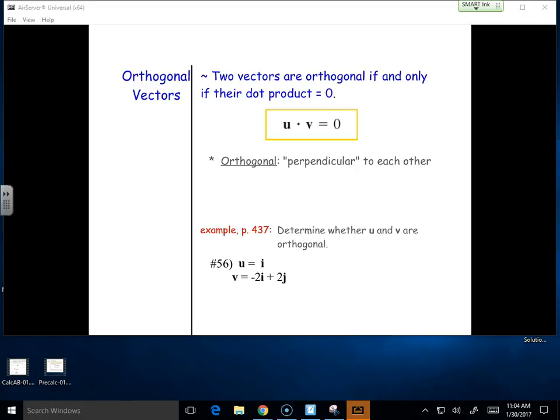Now, I introduced you guys to the idea, was it last week or the week before? What does normal mean in math? Perpendicular? What else means perpendicular? Orthogonal. Orthogonality, that's a snazzy word.